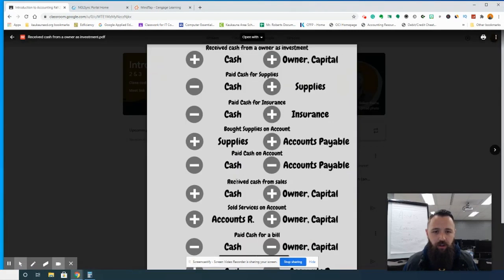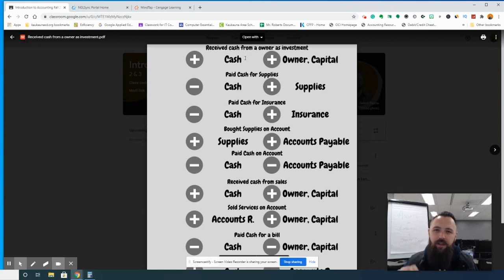So if we take a look here, this is the first resource that I want to go over with you. And what we have here is going to be a transaction that takes place, followed by what accounts are going to be affected and if they go up or down. Now, you should recognize the first 5 transactions that are here, because this is what we covered yesterday. So the first one was received cash from an owner as an investment.